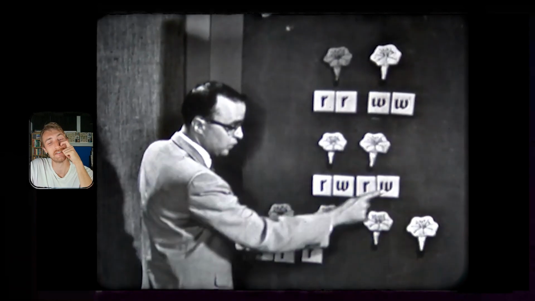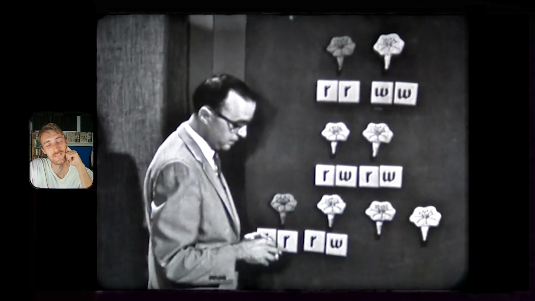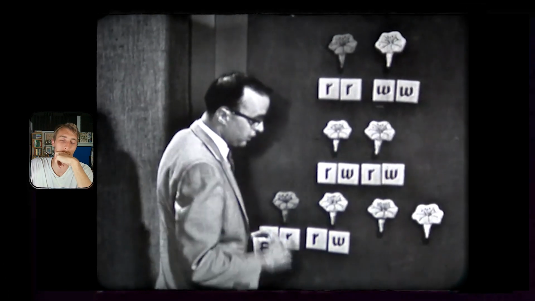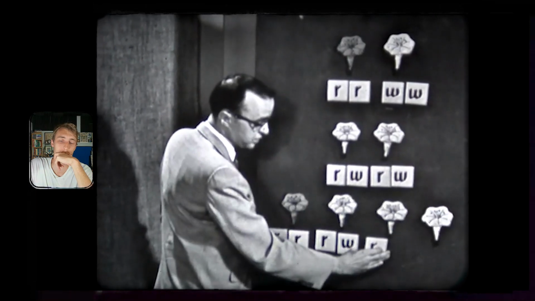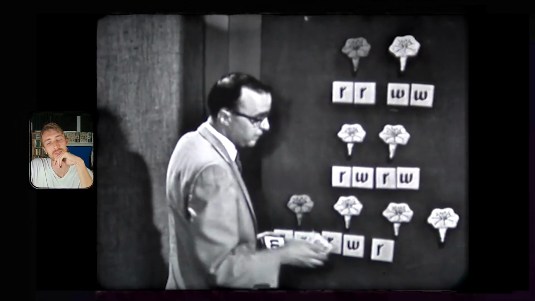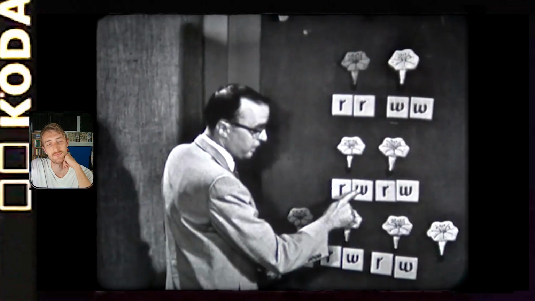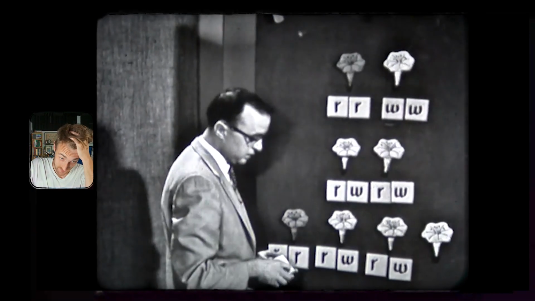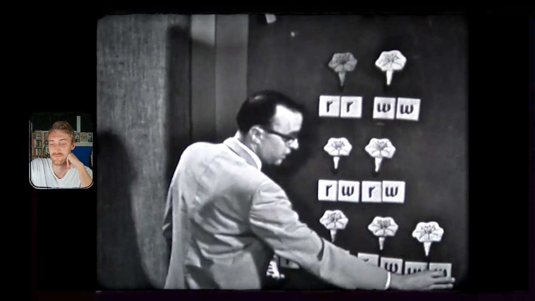Could combine with this characteristic of whiteness in the egg. This egg, which carries the characteristic of red, could combine with a characteristic of whiteness in the pollen grain. And the pollen grain for whiteness could combine with a white characteristic in the egg.